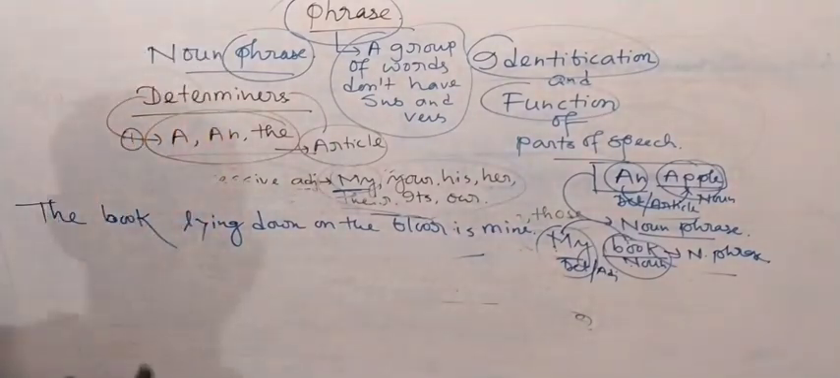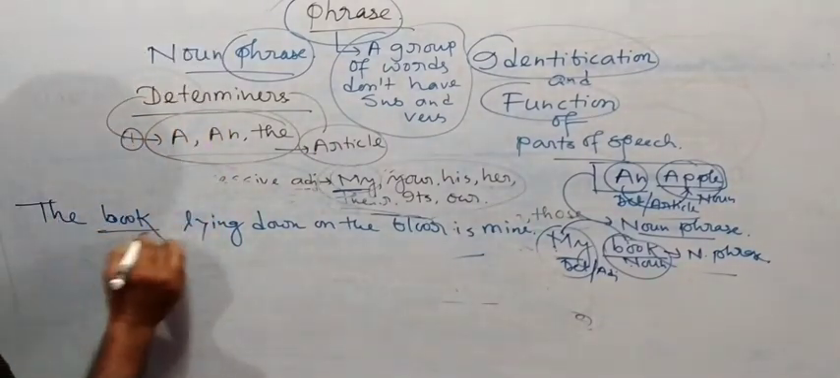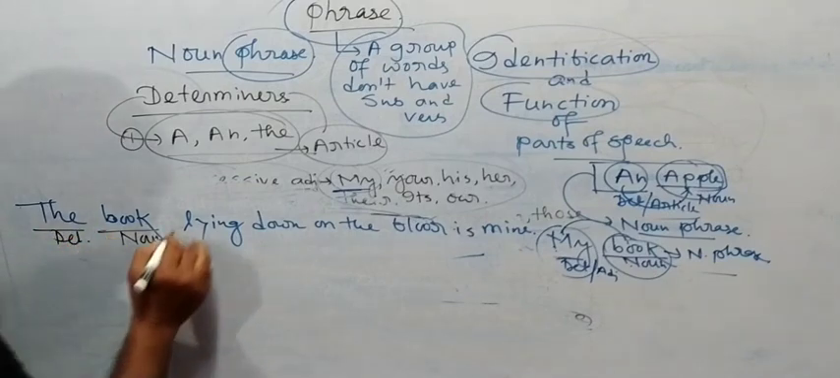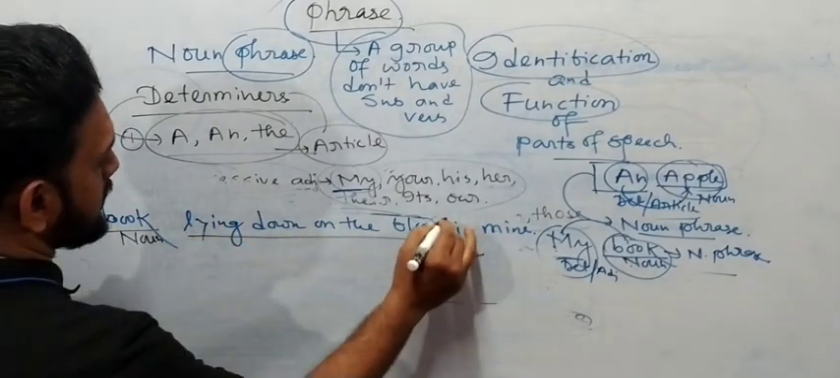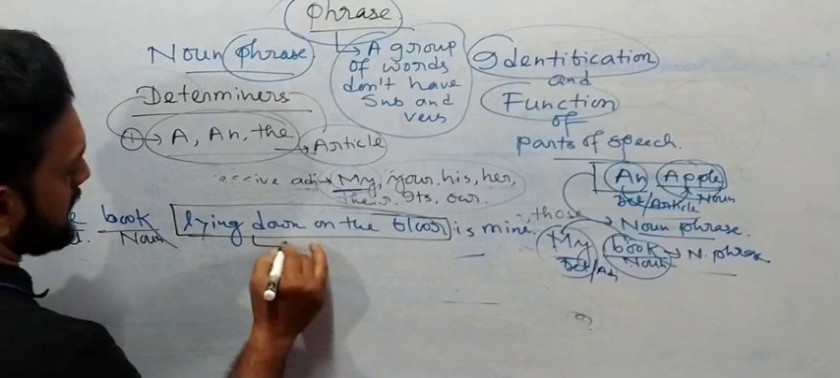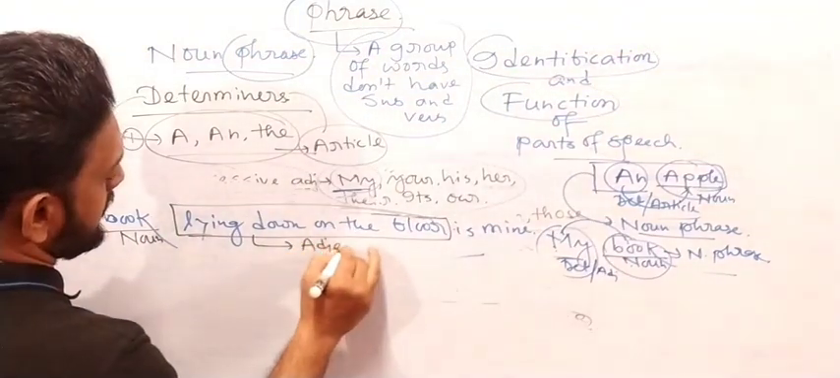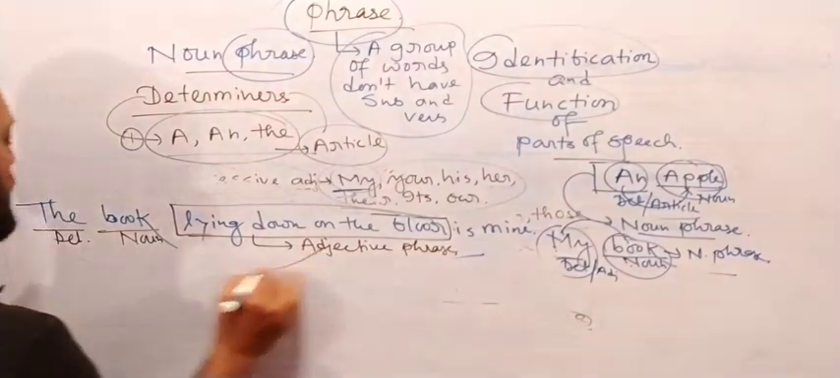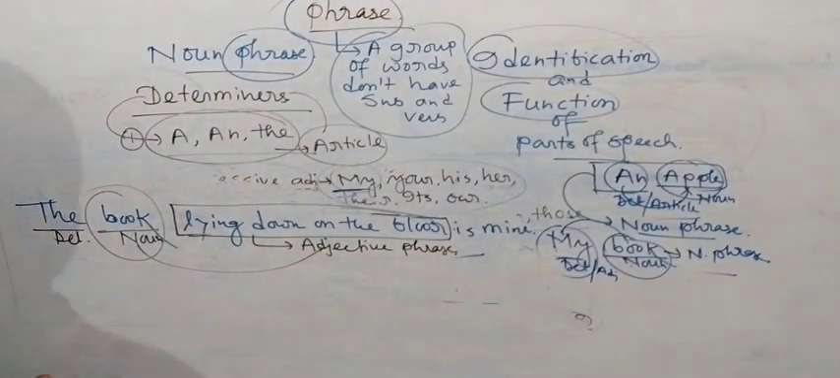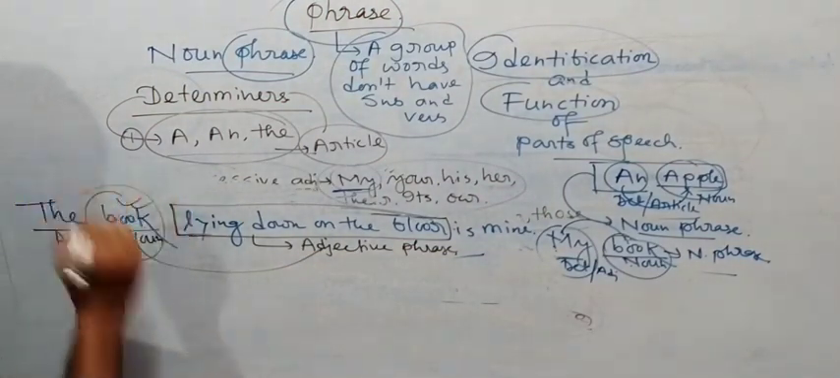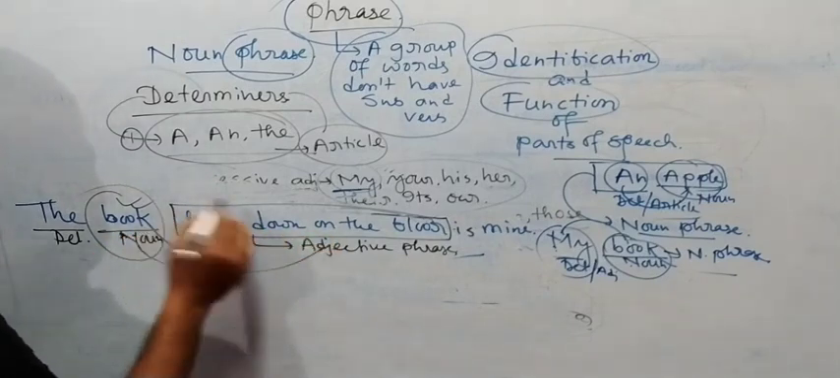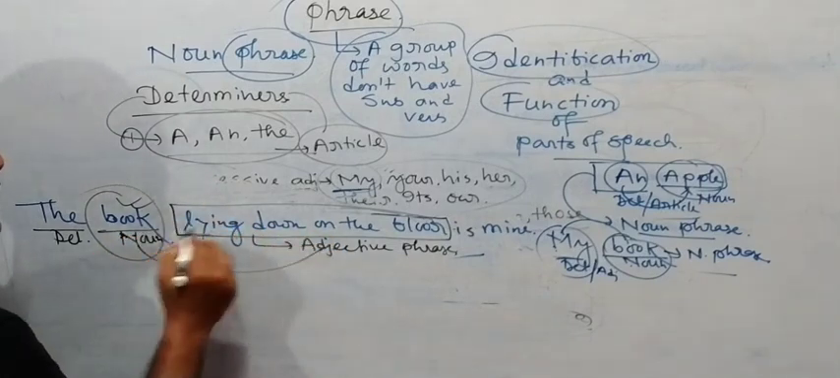Yes sir. Yeah, the book. Here you see that book is a noun and the is a determiner, and lying down on the floor is an adjective phrase. This adjective phrase comes for which purpose? To qualify or describe this book. The book lying down on the floor, the book which is lying down on the floor.